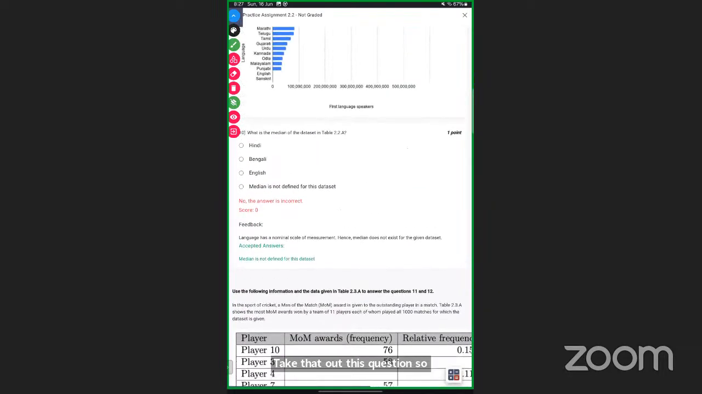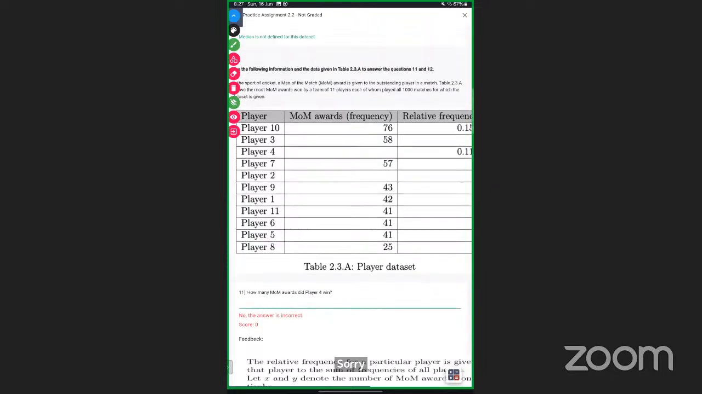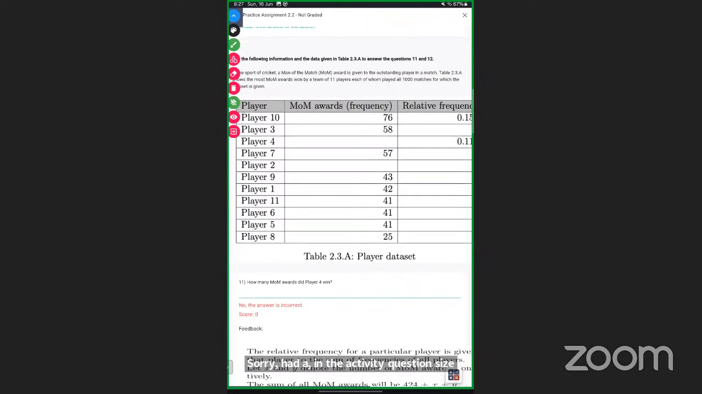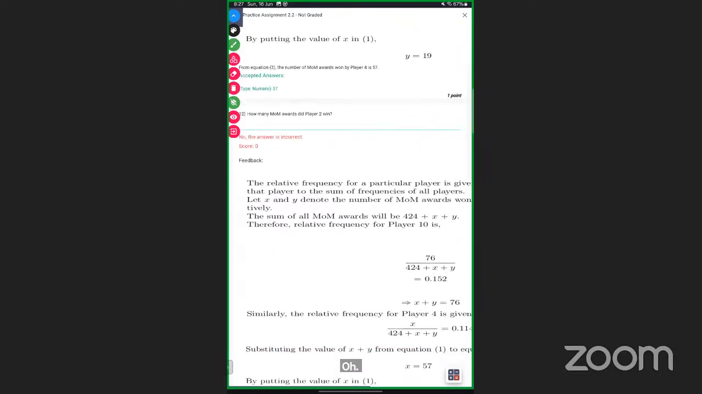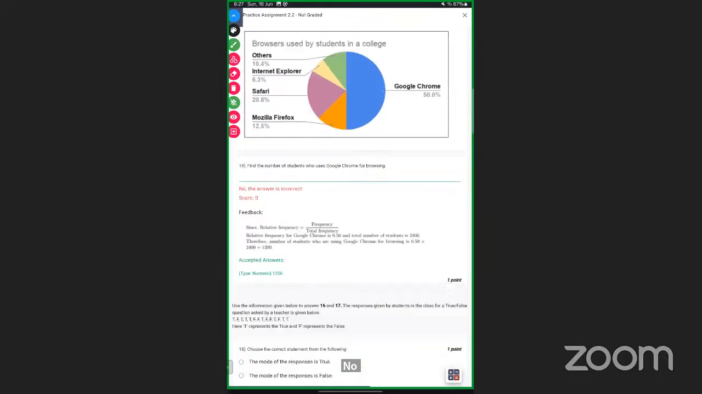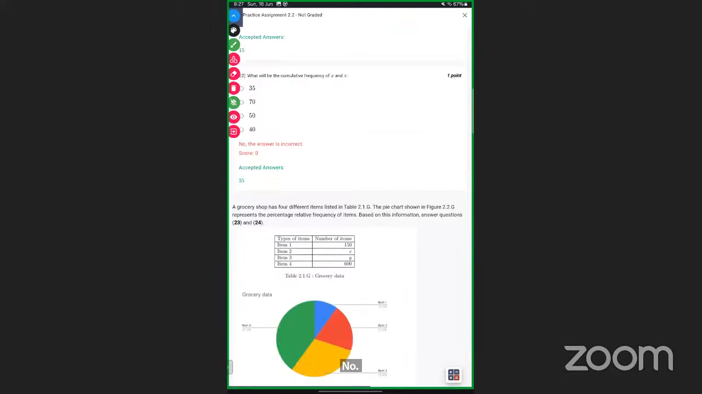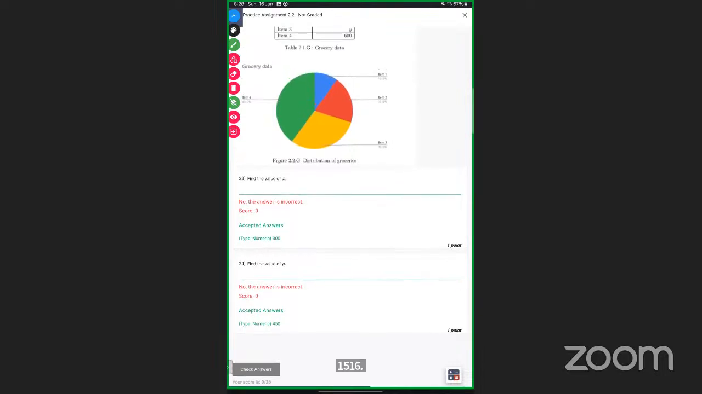Sir, I had a doubt in activity question 5. Is there any doubt in 11, 12? We'll cover this part. I've covered all the activity questions, so we have to go back. Any doubt in 13, 14, 15, 16, 17, 24? I have one doubt. Where? A conceptual doubt.